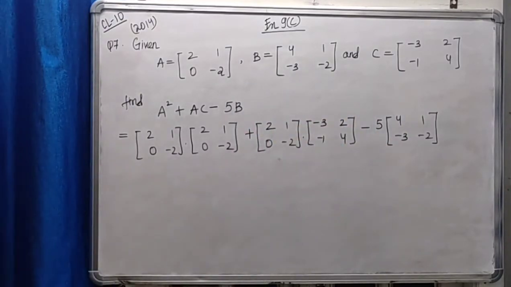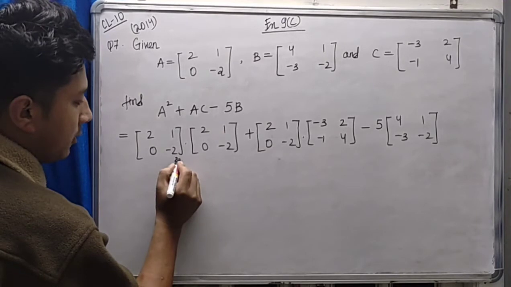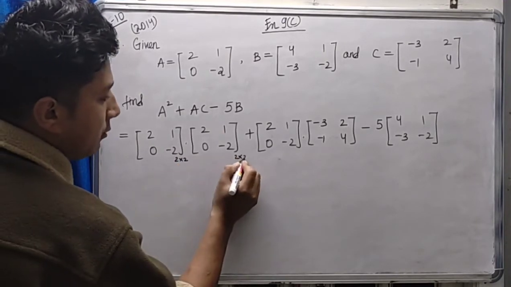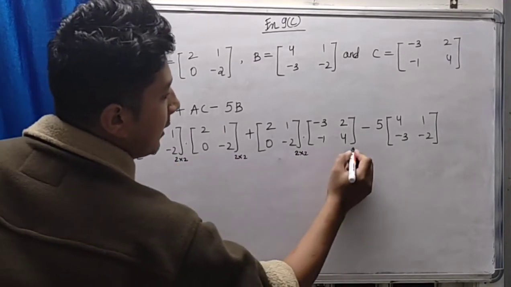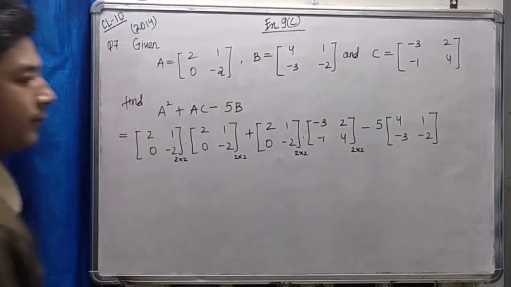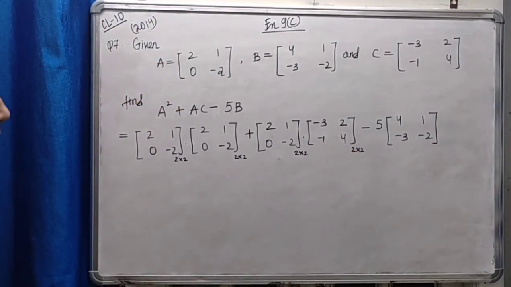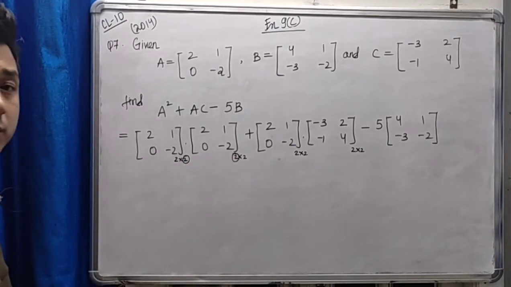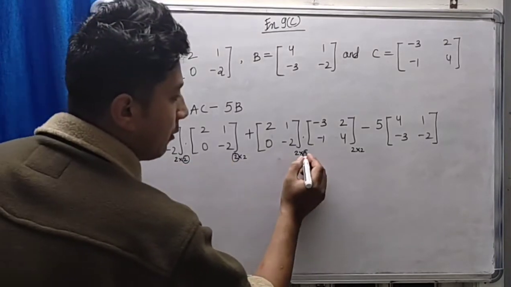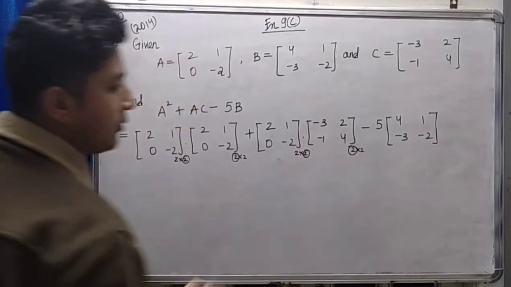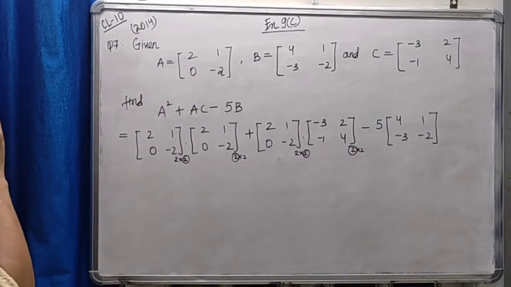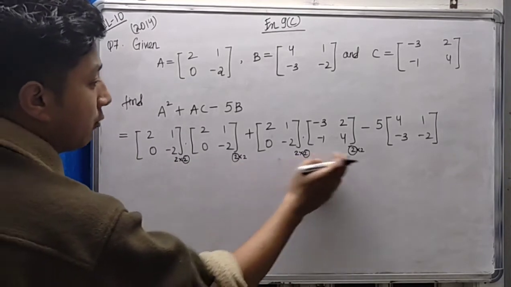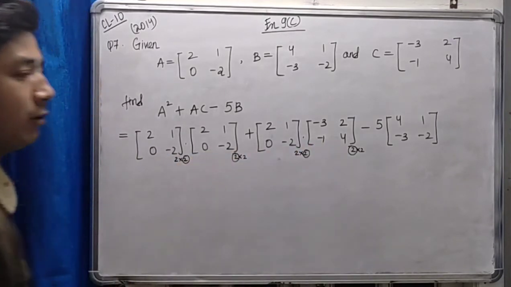Now here we have two matrices and we have to check whether matrix multiplication is possible or not. So write down the orders. It is 2 into 2, this is 2 into 2, this is 2 into 2 and this is 2 into 2. What we know is, matrix multiplication is possible if the number of columns of the first matrix is equal to the number of rows of the second matrix. Hence, as they are equal, matrix multiplication is possible here.